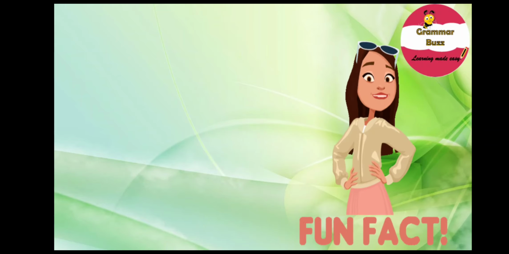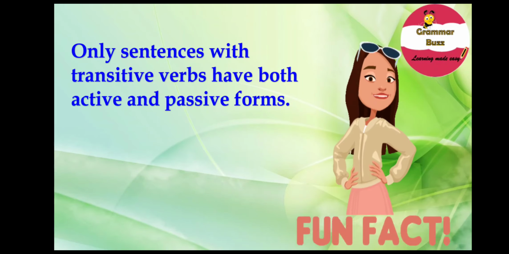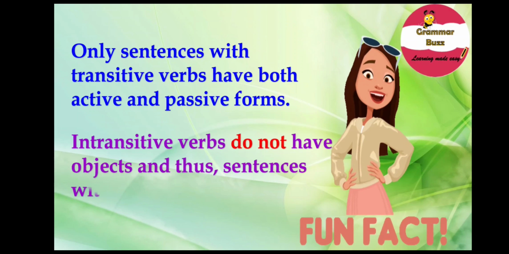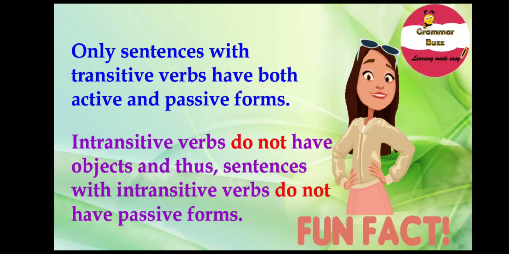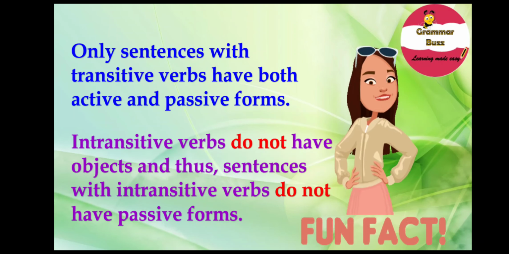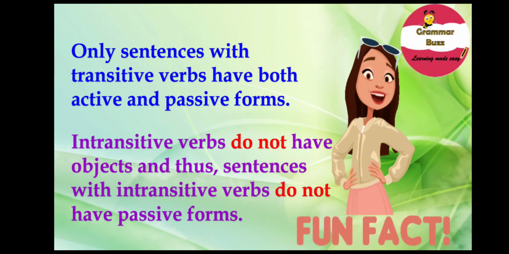And the fun fact about active and passive voice is that only sentences with transitive verbs can have both active and passive forms. Intransitive verbs do not have objects, and thus sentences with intransitive verbs do not have passive forms. Now, isn't that fun? So once you get to know your transitive and intransitive verb, it will be a lot easier to understand active and passive voice. Now, that's what I call interconnections, don't you?